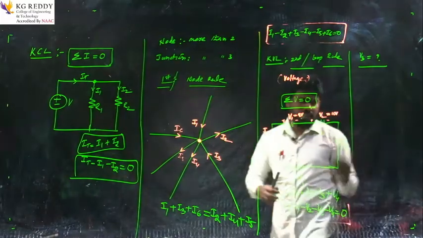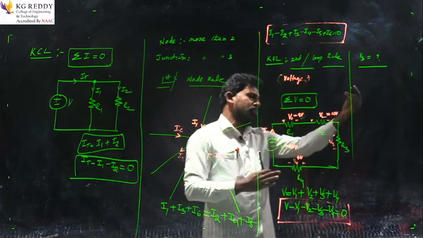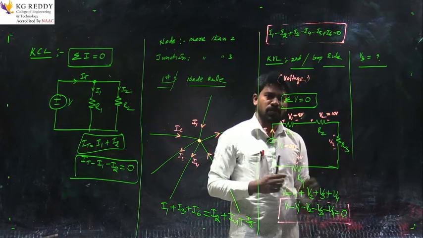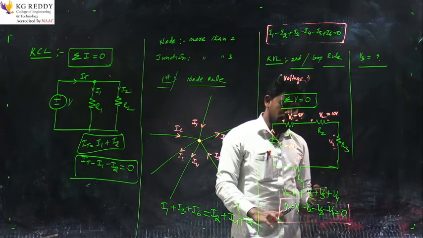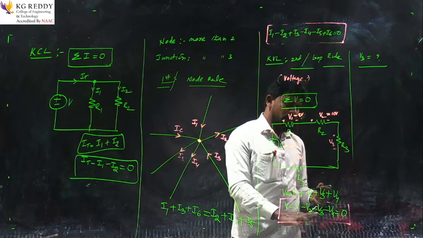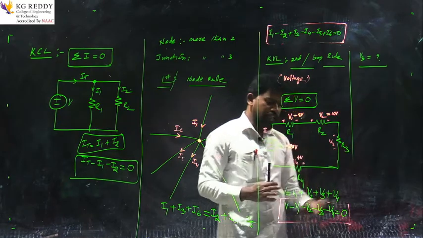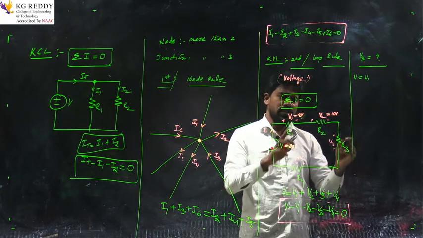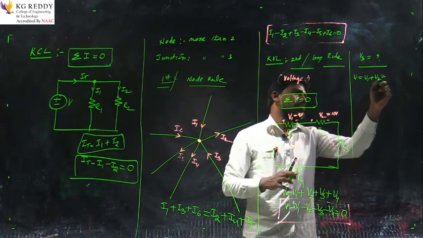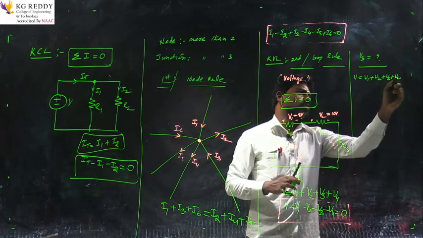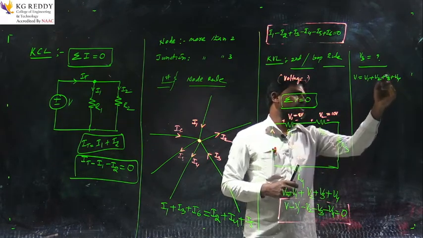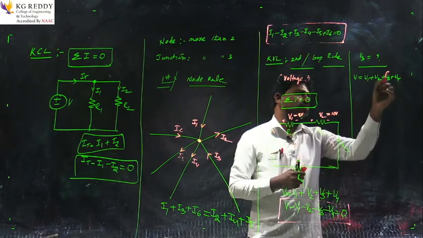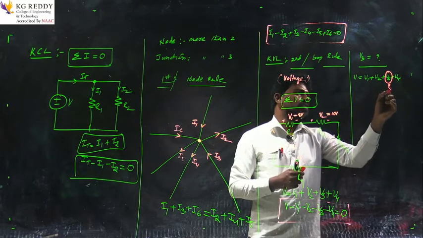For that, I am going to apply the same technique to this network. The algebraic sum of voltages around the loop is equal to 0, so V minus V1 minus V2 minus V3 minus V4 is equal to 0. So V is equal to V1 plus V2 plus V3 plus V4. Which one is the unknown value? V3 is the unknown value, and my aim is to find the V3 value.